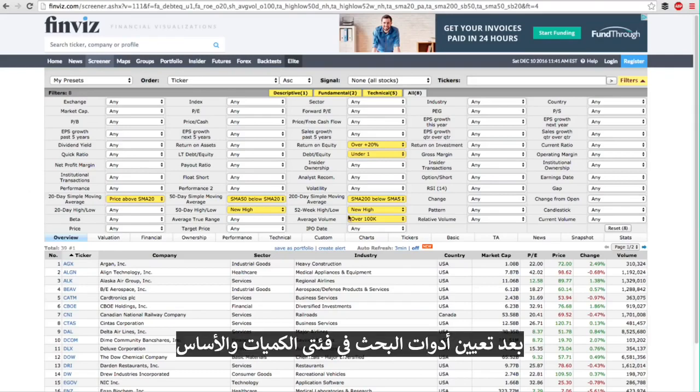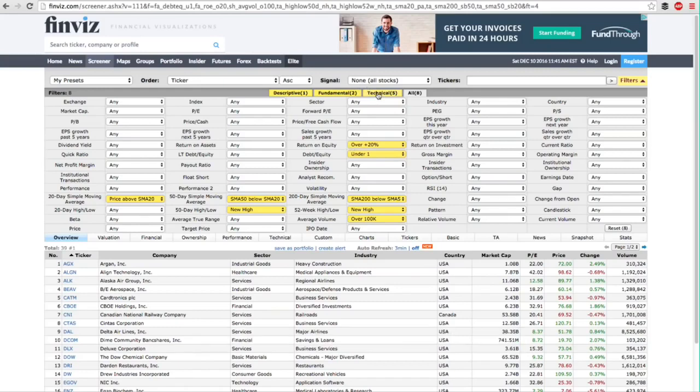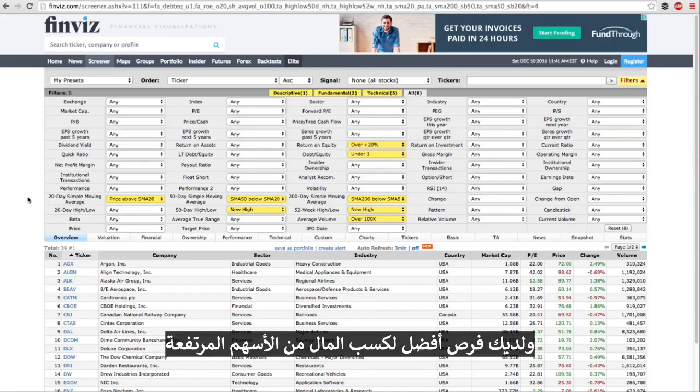With those volume and fundamental filters, now I like to move into the technicals. The first thing I'm looking for is a strong uptrend. I believe that momentum begets more momentum most of the time, and you have a better chance of making money on winning breakouts if you buy stocks that are in strong uptrends.